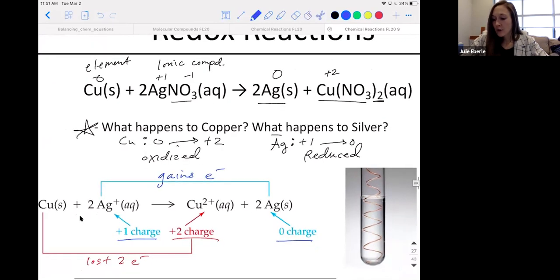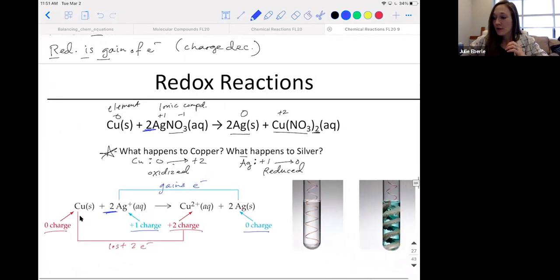electrons. Now notice there are 2 silver atoms, okay? You see the coefficient of 2? Each silver picks up 1 electron, okay? So copper gives 2 electrons away, 2 silver atoms, each individually pick up 1 electron, okay? Okay, so, and then there's a picture of it over here.